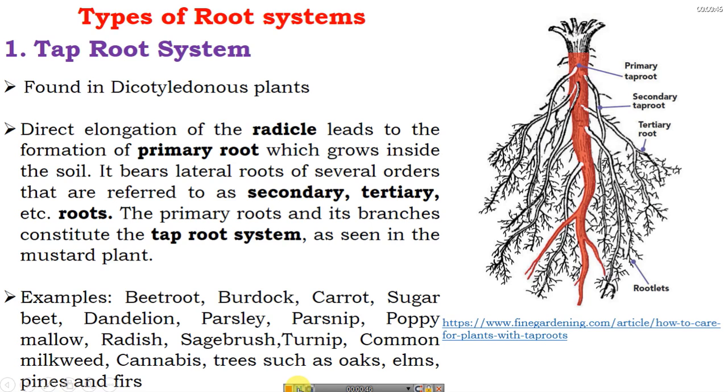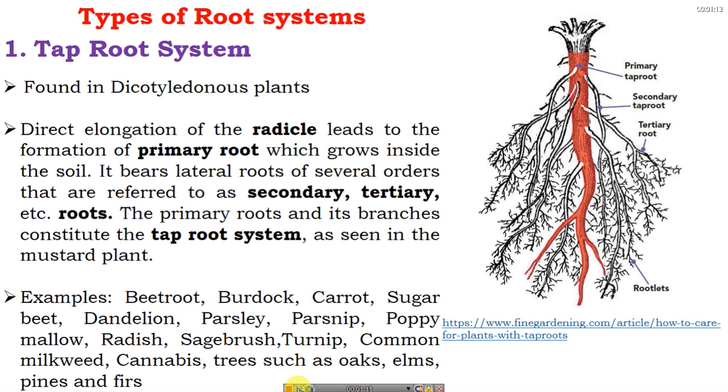Let us know about different types of root systems. There are basically three types of root system: taproot system, fibrous root system, and adventitious root system. So what is taproot system? As you know, there are two types of flowering plants, monocots and dicots. So the taproot system is found in dicotyledonous plants.